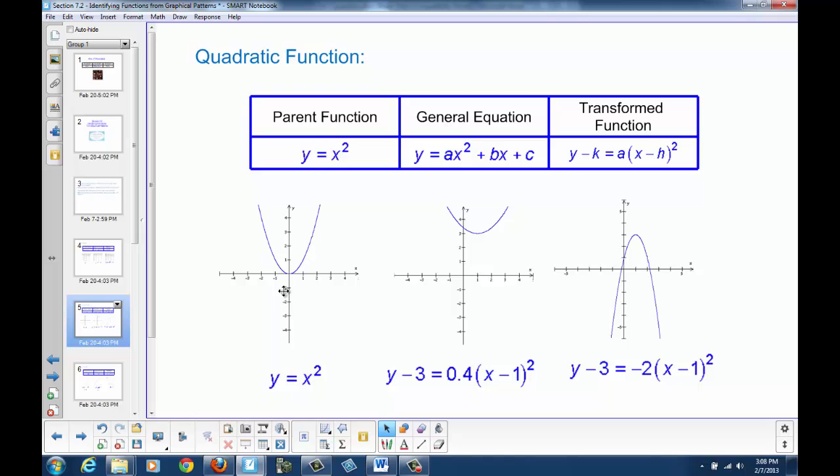Our basic graph is concave upward, increasing on both sides from the vertex at the origin. We can translate upward and horizontally to the right, as we can see here, and then dilate, make the graph thicker or thinner. We can also flip the graph by putting a leading negative coefficient on our x squared term.